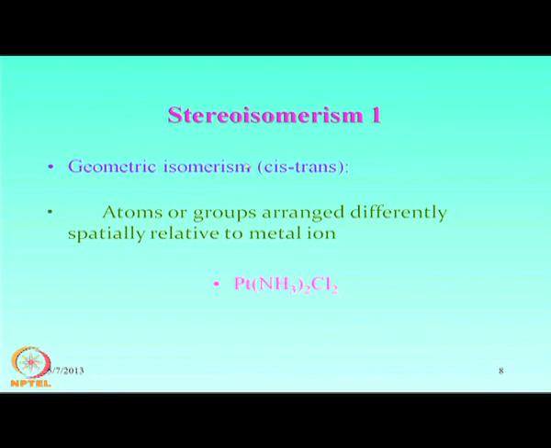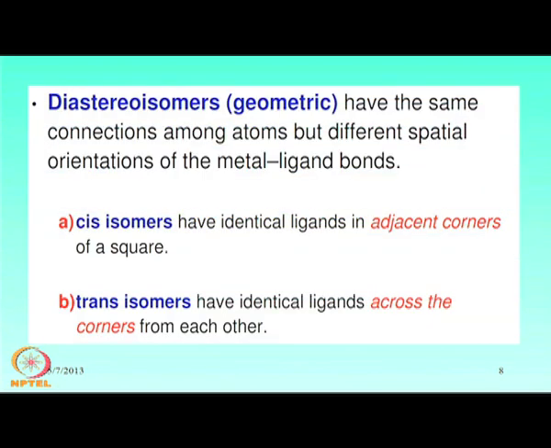In one case we will call this the cis isomer, in another case the trans isomer. When the angle is 90 degrees, we call them the cis isomer, and when the angle is 180 degrees, we call them the trans isomer. This is the example where two NH3 groups are attached to the platinum center and two chloride groups as the second ligand. So, we have the cis isomer and trans isomer, which we call diastereomers.